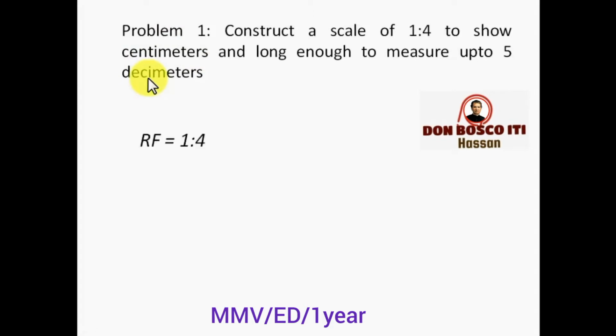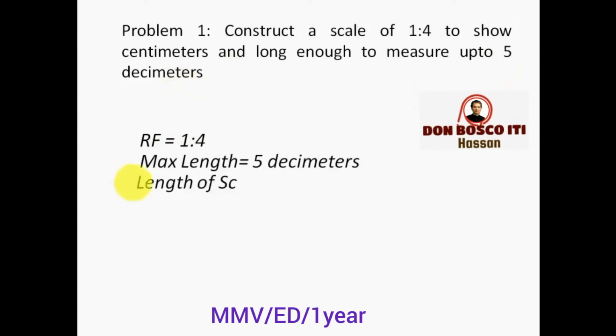So we have this representative factor, that is 1:4. Or you can also say that the true dimension will be reduced by 4 times. Now guys, the scale that we are supposed to prepare should be able to measure up to 5 decimeters. So the maximum length is obviously 5 decimeters. Let's move ahead and let's get the value of length of scale.